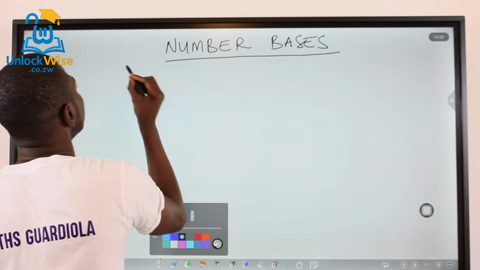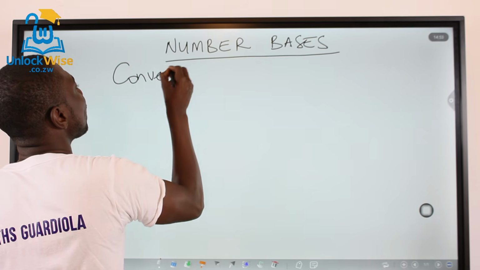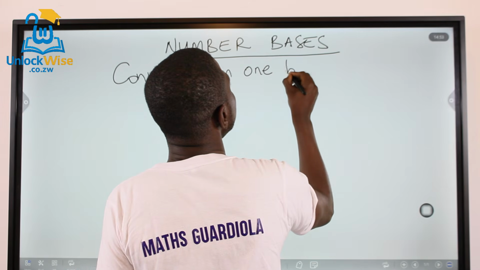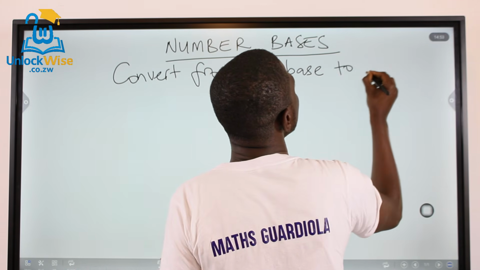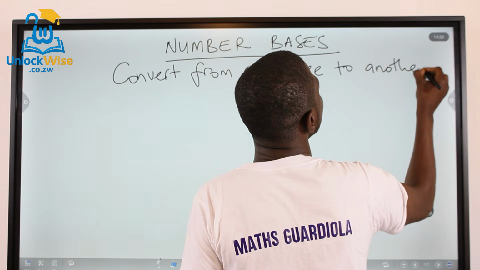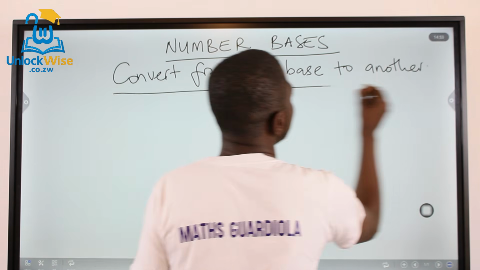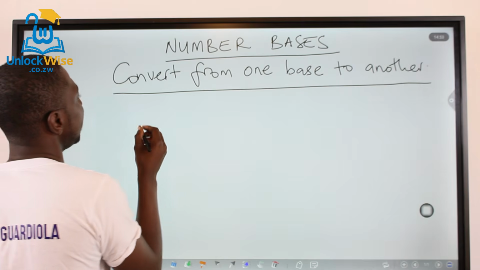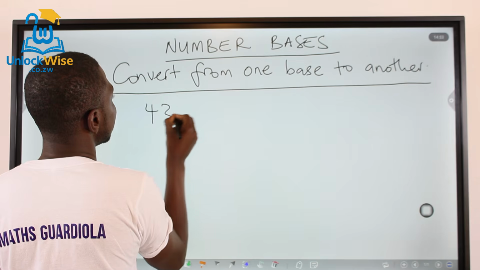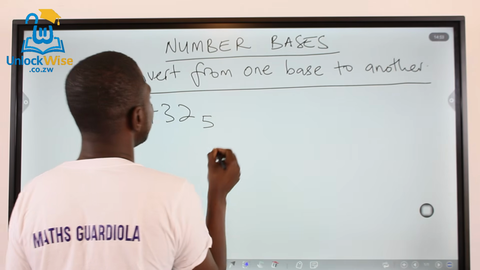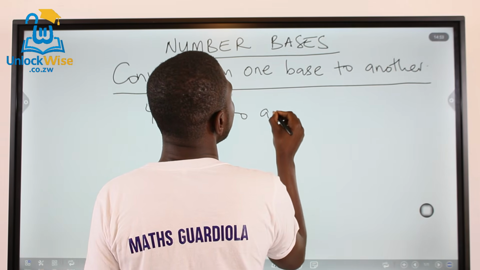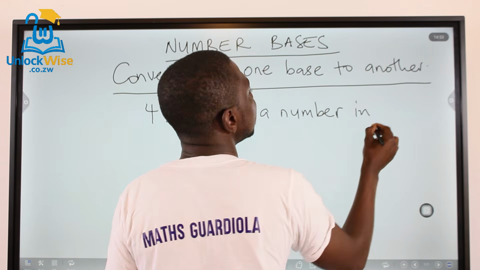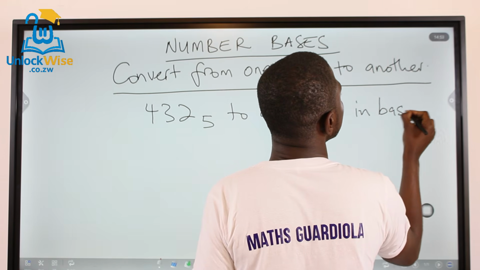You are supposed to convert from one base to another. What do I mean? We want to convert a number, let's say 432, which is in base 5, to a number in base 2.